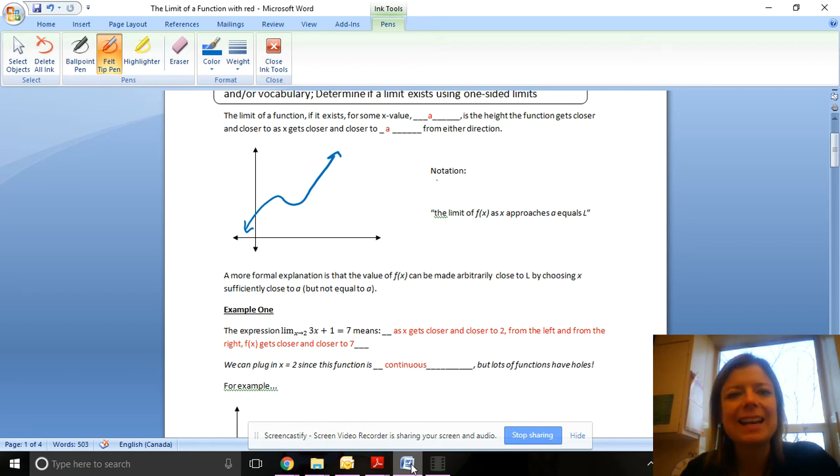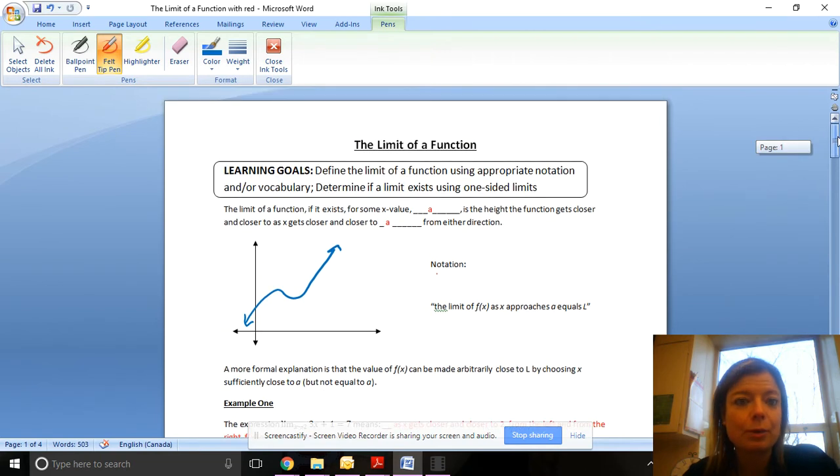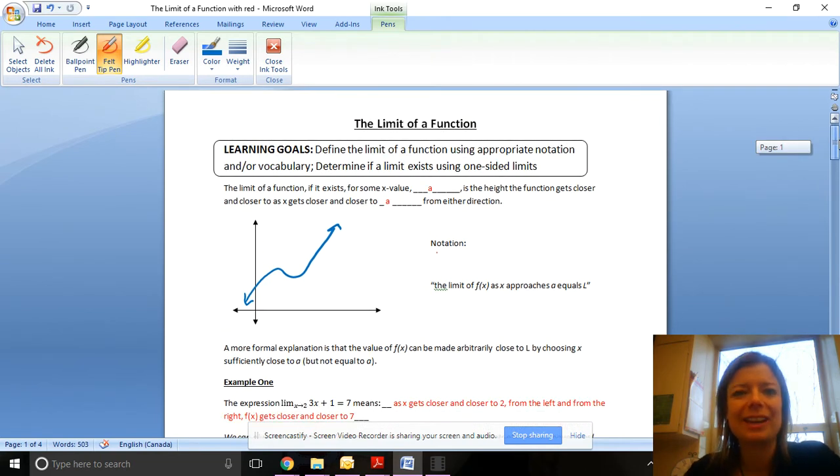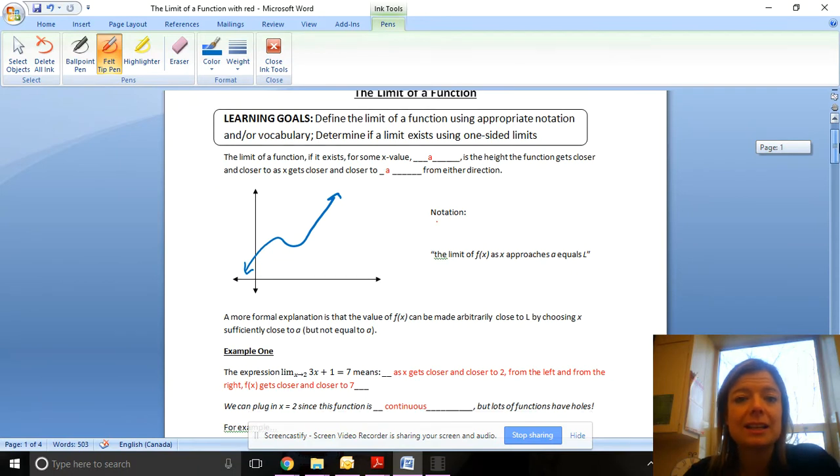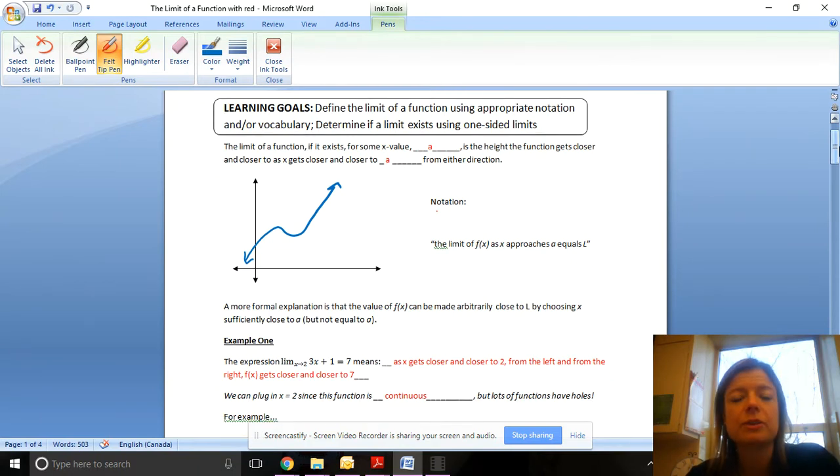Hi students, today we're learning about the limit of a function, and I'm actually going to be doing it right in words for the first time, so hopefully this works. So we've talked about what a limit is in class, and we've watched some videos or done some exercises to get you thinking about what a limit is. So this note will formalize what notation you're supposed to use when defining a limit, and also exactly what vocabulary you should use.